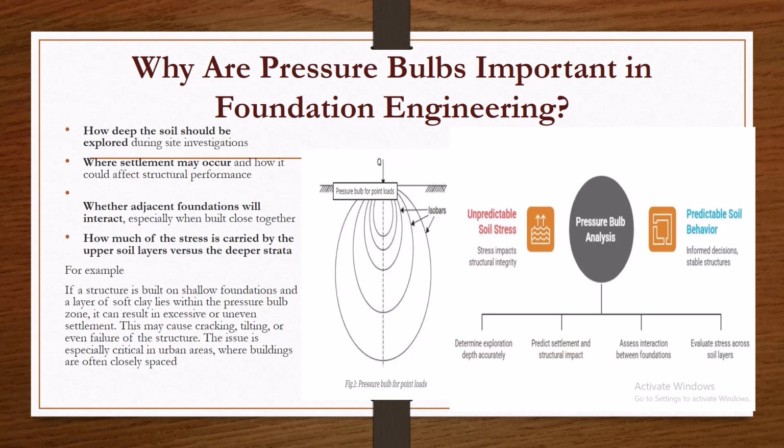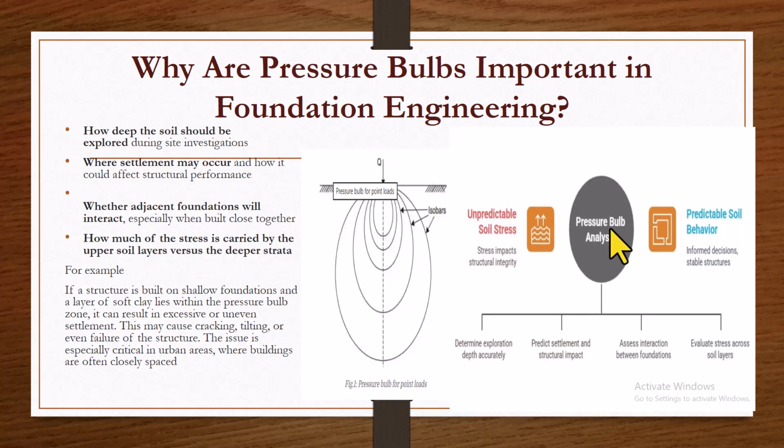This is the pressure bulb at different depths. So these are isobar lines, the lines of the pressure bulb. Along this line, the pressures are equal. Along this line as well, the pressures are equal. But this one will be lesser than this, lesser than this, lesser than this. But along the lines, the pressure is equal.